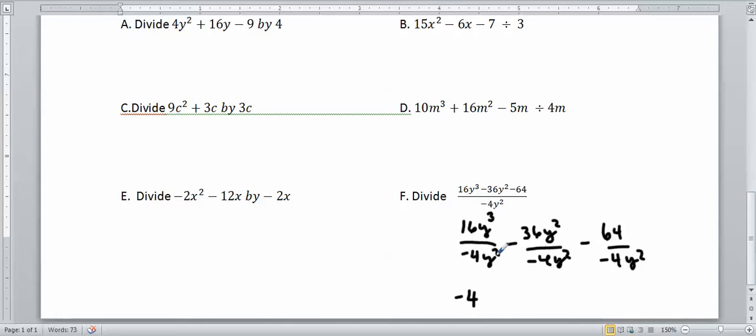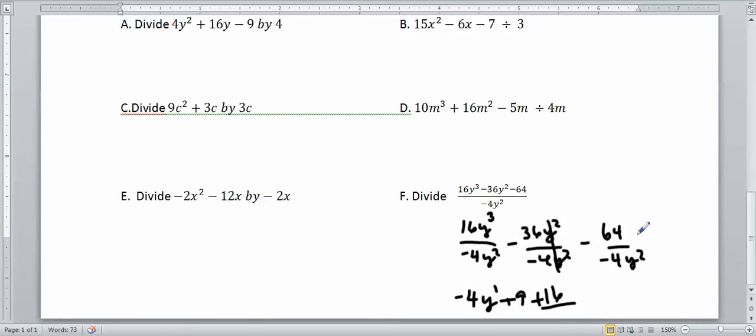Y cubed over y2, well, y cubed is bigger, so I do 3 minus 2, and it stays on top. Right, so I get y1. I get negative 36y squared over negative 4y squared. It gives me positive 9, and then the y's cancel. Okay, and then finally, I don't have anything left there, and over here I've got negative 64 over negative 4. Well, that is positive 16.